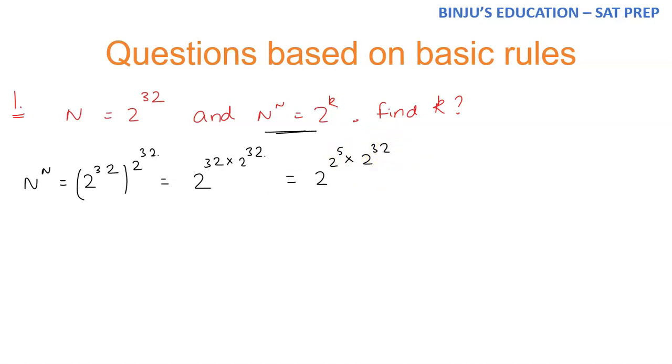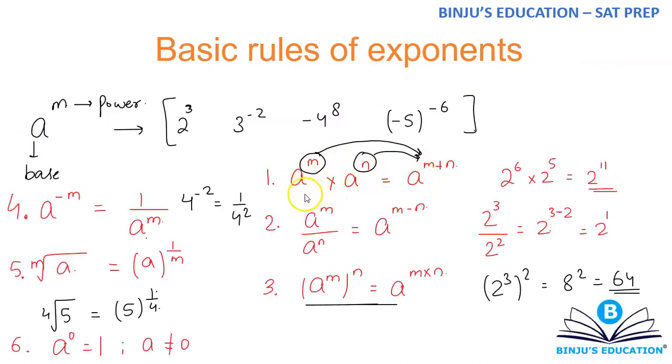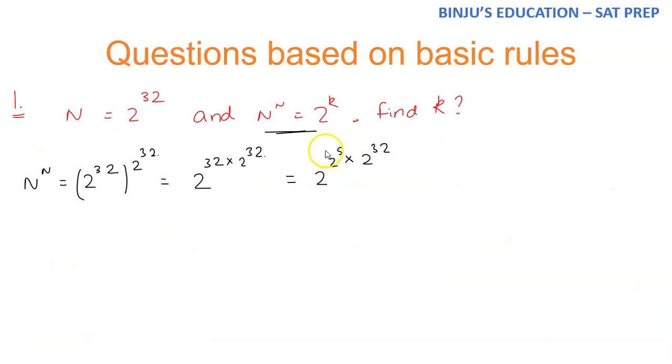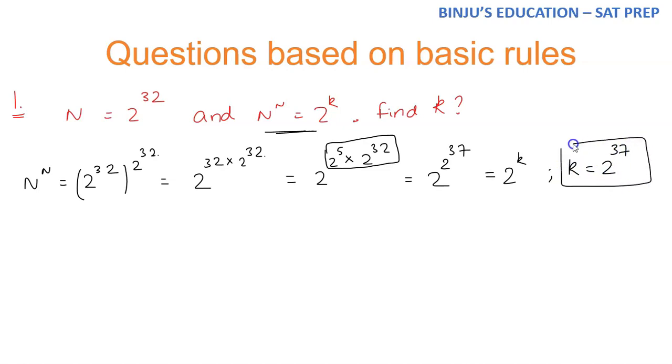And then if I go back to the properties, if you use the first property, a to the power m into a to the power n is equal to a to the power m plus n, and if you use that property in the power here, then you will get this as 2 to the power 37. Now compare this with 2 to the power k, you will get the value of k as 37. Since the bases are equal, you can simply compare the powers.